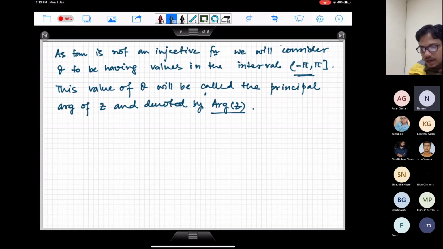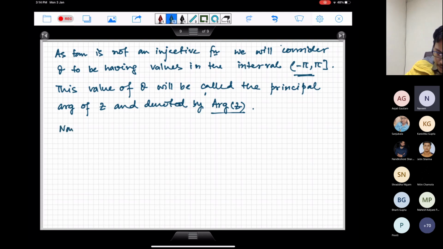Often argument is written with little a, so when I am writing capital A, I am saying that the argument is lying between minus pi to plus pi. Of course, I need to keep it closed at one point, so I'm keeping it closed towards pi. So this is called the principal argument. Now that I have this, how can I represent my complex number?